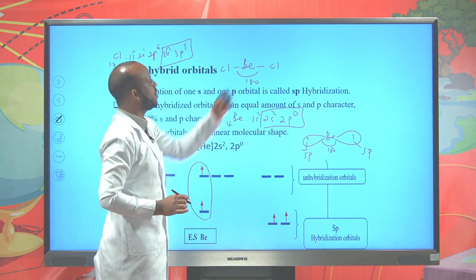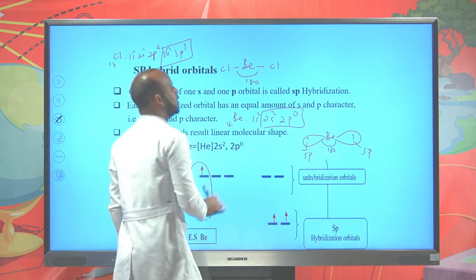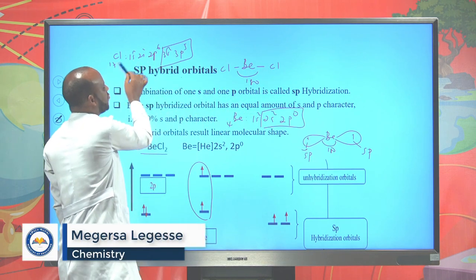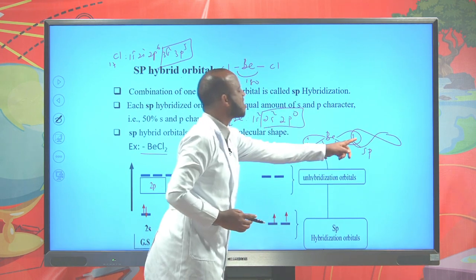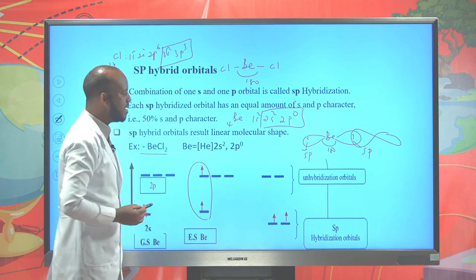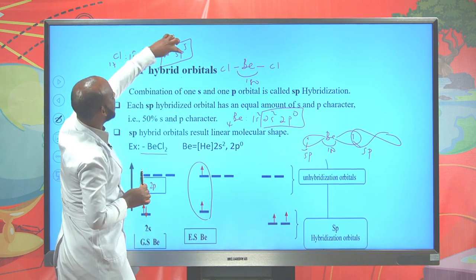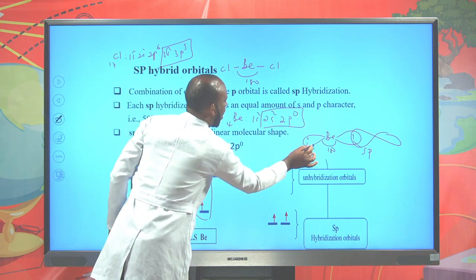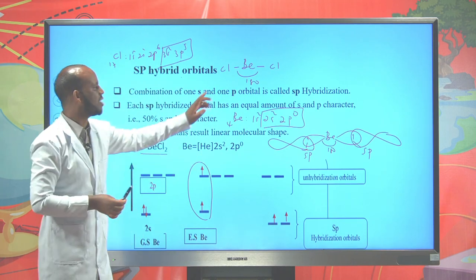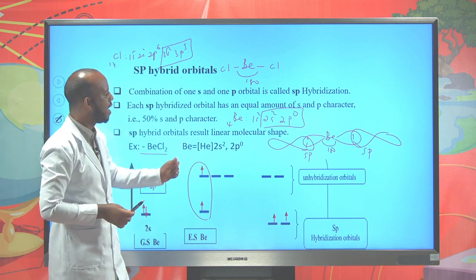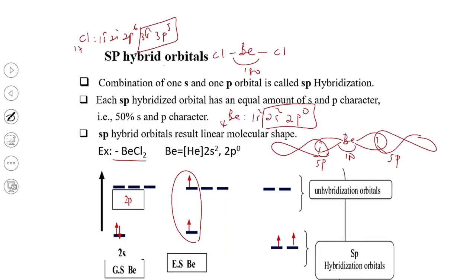This covalent bond is formed when half-filled sp hybrid orbital of beryllium overlaps with half-filled p atomic orbital of chlorine. You see, overlapping looks like this, resulting in the formation of this sigma bond. Again, half-filled sp hybrid orbital of this beryllium overlaps with half-filled p atomic orbital of chlorine to form the second sigma bond, single bond. Because according to valence bond theory, covalent bond is formed when half-filled orbital of one atom overlaps with half-filled atomic or hybrid orbital of another atom.